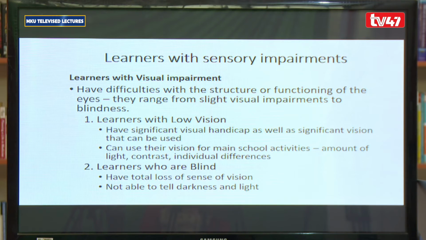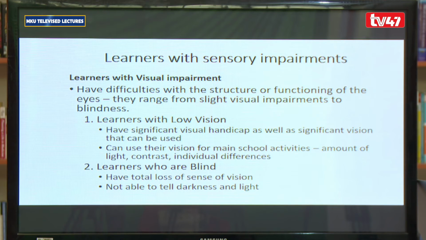So the two major categories we have for learners with visual impairment are learners with low vision and learners who are blind. Those with low vision are learners who have significant visual handicap as well as significant vision that can be used. Yes, they have a problem. Their eyes are not perfect, but they can see. Again, their sight can vary with the degree or the level of loss. So there are those who can manage, who write, who strain, who bring the books close to their eyes, and they will manage their way through.